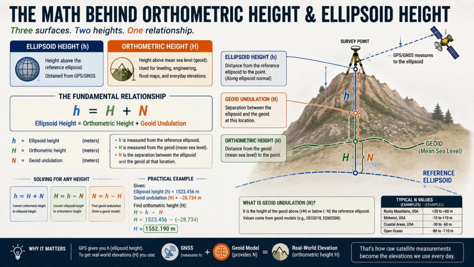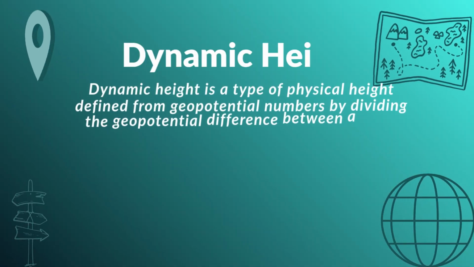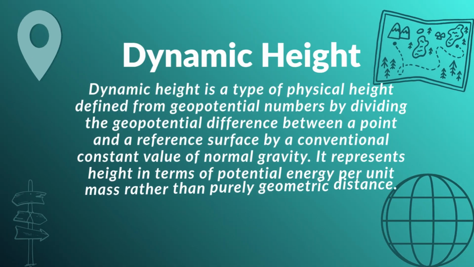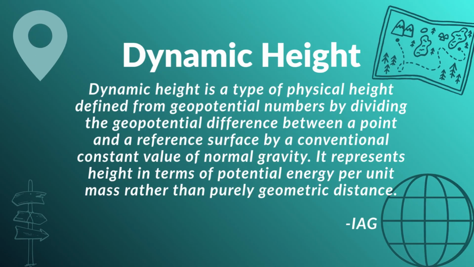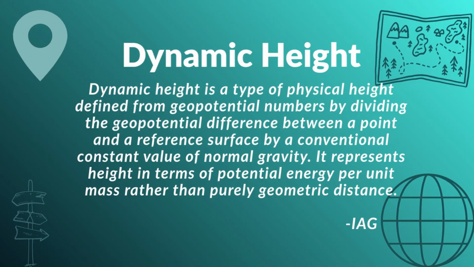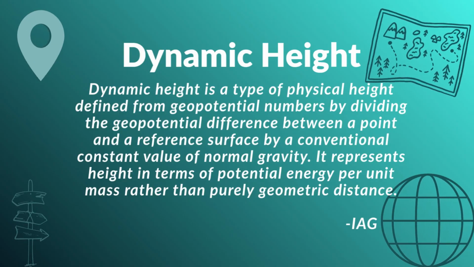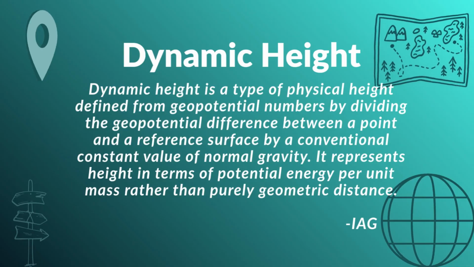Got it. Okay, there's a fourth height mentioned in the study materials, which is dynamic height. Yes, dynamic height. It seems a bit more abstract, to be honest. The sources say 2 points with the exact same dynamic height might actually be different physical distances from the geoid. Yeah, it throws people off. Dynamic height is purely a measure of the equipotential surface itself.